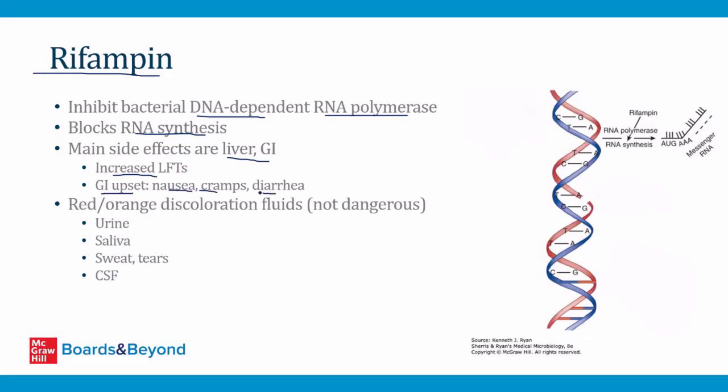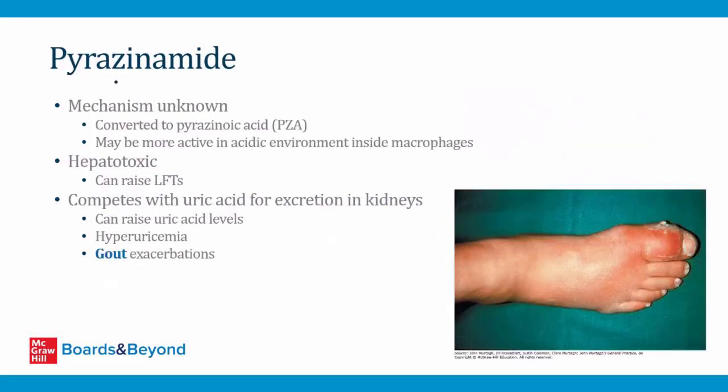A special thing to know about this drug is that it turns bodily fluids into a red-orange color. This is not dangerous, but patients will report it. So they will say that their urine looks red-orange, or their saliva, or their sweat and tears. If they happen to have a spinal tap, the CSF can even be red-orange. So importantly, this is not dangerous. This sometimes comes up in a board question. You don't have to stop the drug, but you do need to be aware that rifampin can cause this effect.